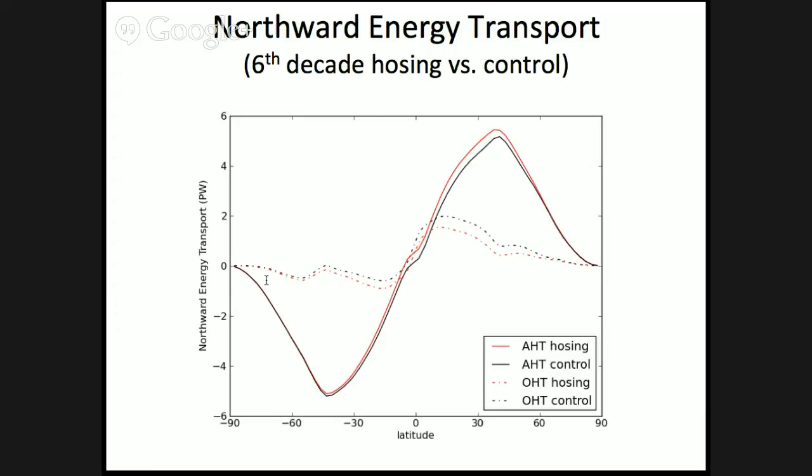Because the reduction of the meridional overturning circulation reduces the oceanic heat transport, and also the southward shift of the Hadley circulation reflects the increasing of the northward energy transport at the equator.